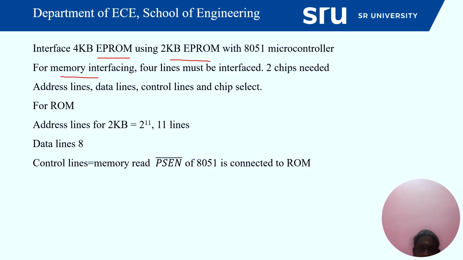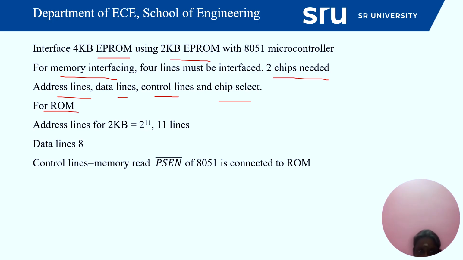So for memory interfacing, 4 lines must be interfaced. So we require 4 lines and then 2 chips are needed, as I have already told you. So what are the 4 lines? Address lines, data lines, control lines and chip select. These 4 lines are already available in the 8051 pin architecture.